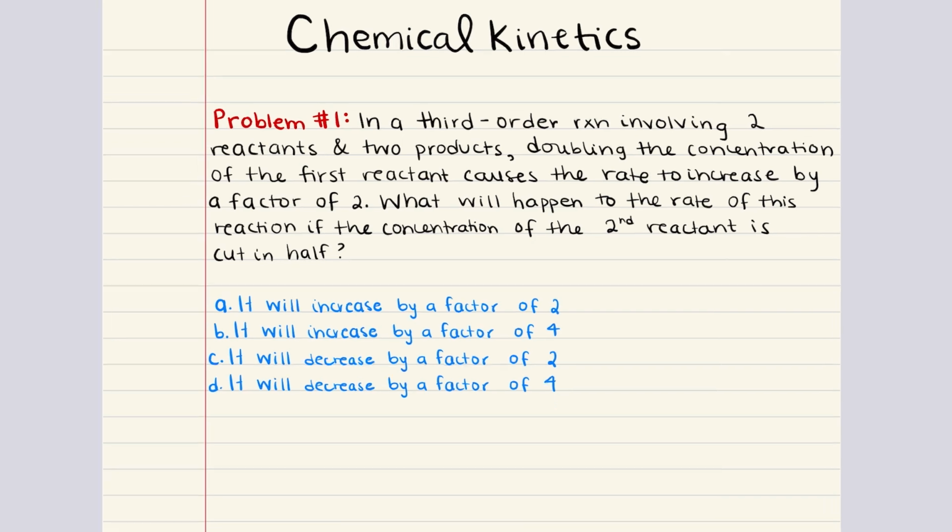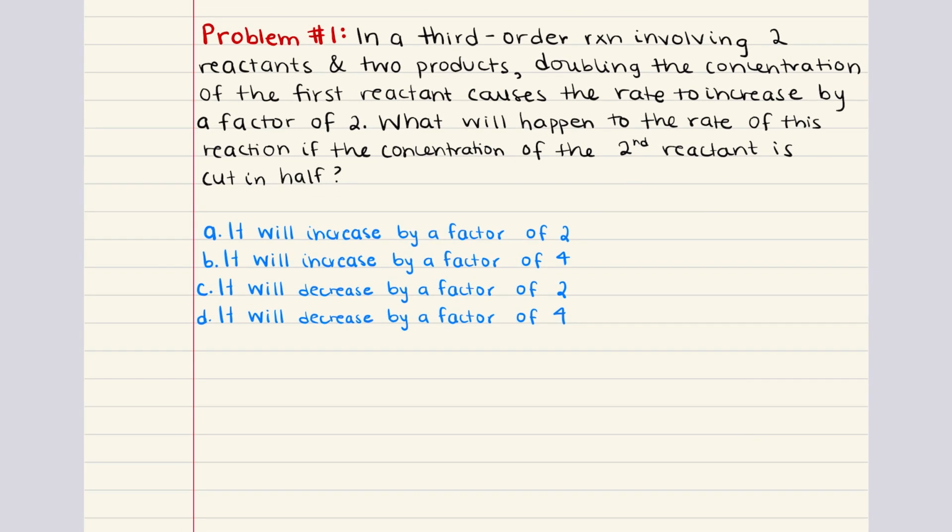Problem number 1 says in a third order reaction involving two reactants and two products, doubling the concentration of the first reactant causes the rate to increase by a factor of 2. What will happen to the rate of this reaction if the concentration of the second reactant is cut in half?